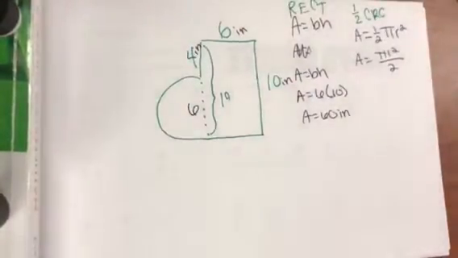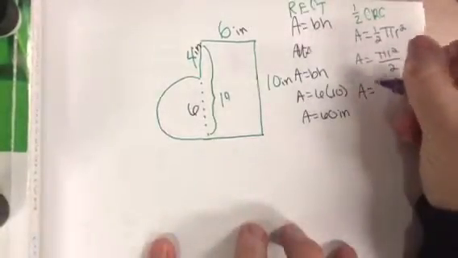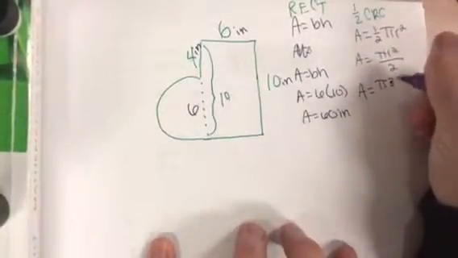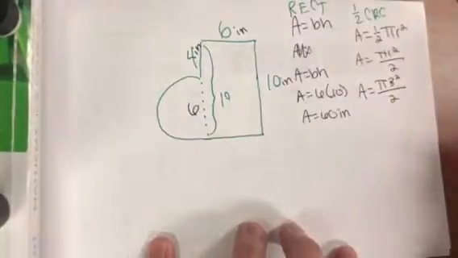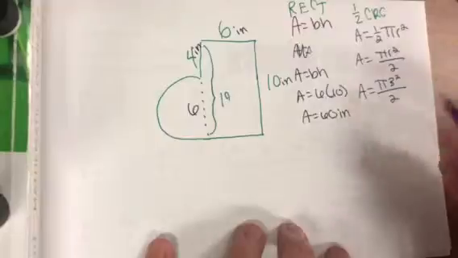Perfect. Okay, so that's my radius, right? Well, no. Diameter goes all the way across, and if I need radius, my radius is half, which is 3. Right. So area equals pi times 3 squared divided by 2. Go ahead and start multiplying it all out.